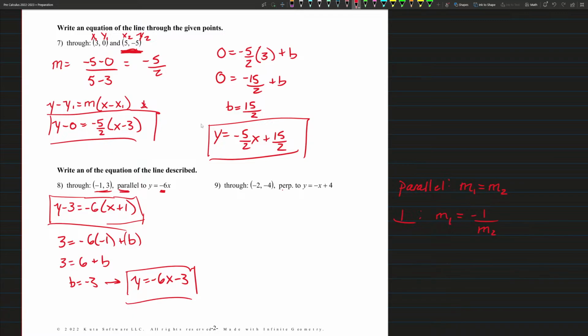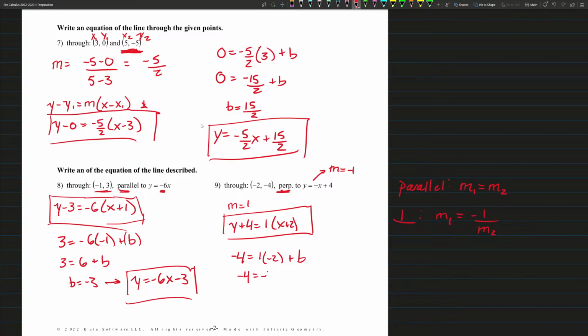And then the same thing up here, except this case we're dealing with perpendicular. Our slope for this line is negative 1. So our new slope is negative 1 over negative 1, which is just 1. Right, so we would do y plus 4 is equal to 1 times x plus 2. Or we could do negative 4 is equal to 1 times negative 2 plus b. We solve for b, and then we plug in.